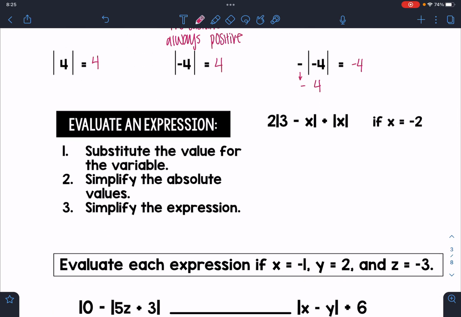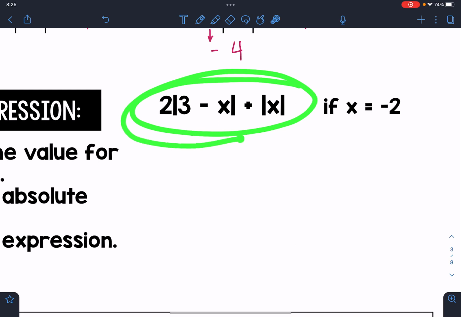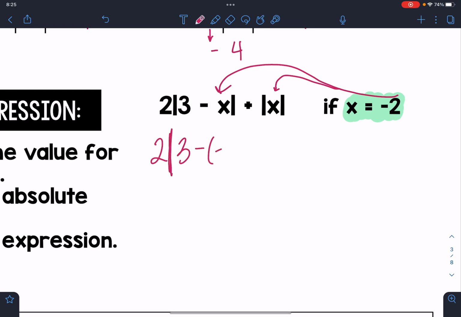So if I wanted to evaluate here, I have my expression, right? There's no equal sign here, so we're not solving. We're just simplifying. It tells me what the value of x is. So there's really no need for me to solve. I already know what x is. What does that mean? Every time I see x, I'm going to plug it into my equation using parentheses. So this is 2, absolute value, 3 minus, I'm going to plug in -2 here in parentheses.